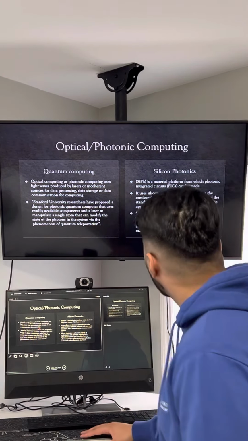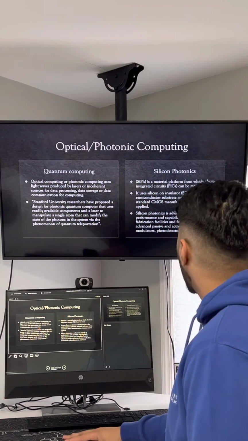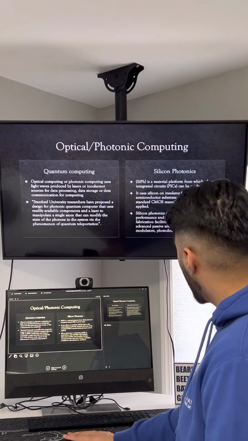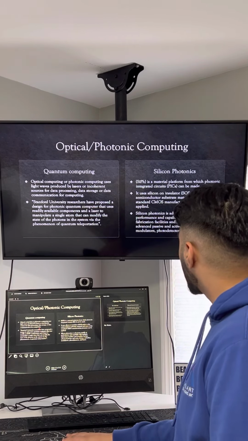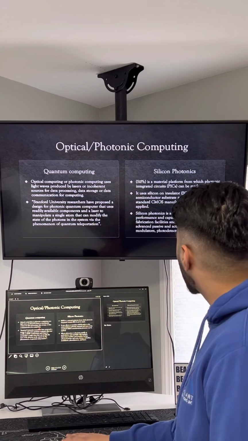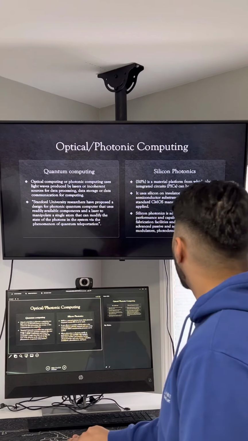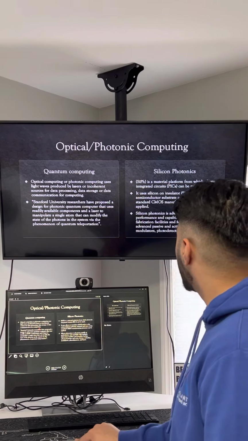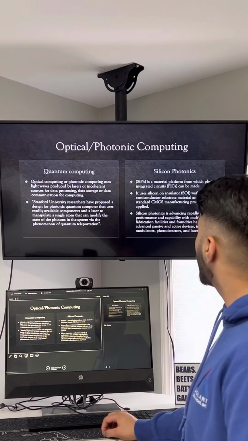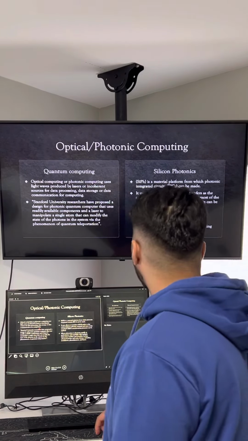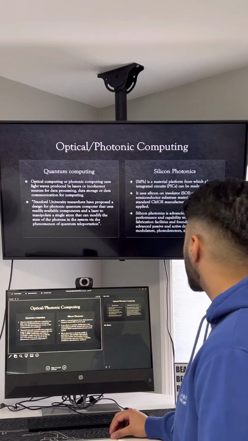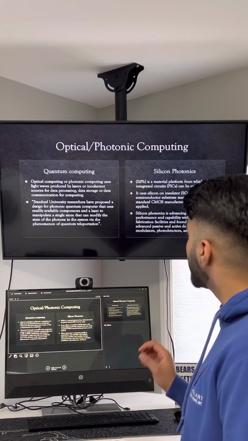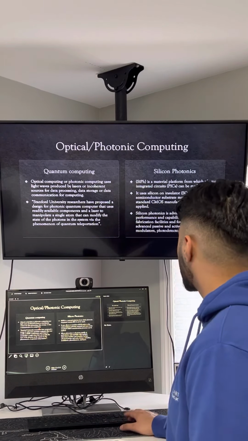But yeah. Silicon photonics is a material platform from which photonic integrated circuits can be made. It uses silicon on insulator wafers as the semiconductor substrate material, and most of the standard CMOS manufacturing processes can be applied. Silicon photonics is advancing rapidly in performance and capability, with multiple fabrication facilities and foundries having advanced passive and active devices, including modulators, photodetectors, and lasers.